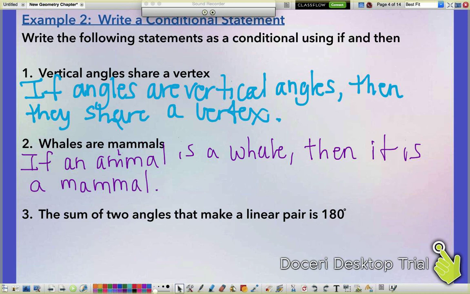Okay? Sorry about the handwriting. I'm using a stylus and it's very hard. So notice in the if part, I have whale. In the then part, I have mammal. Okay, and like I said, sometimes you have to add words, but don't make things up.